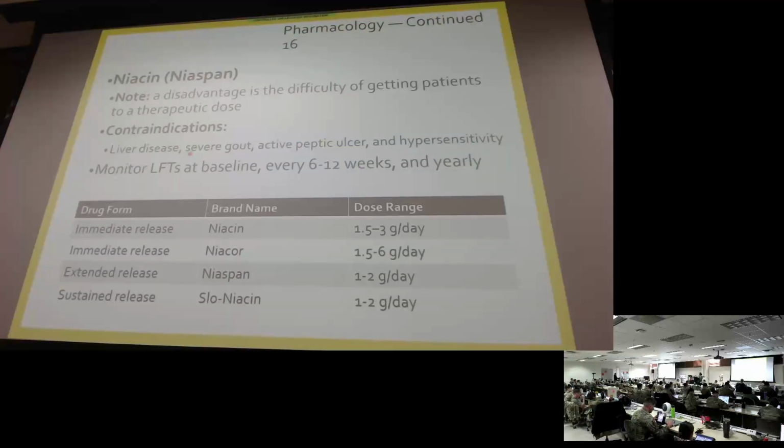But your contraindications that you see: liver disease, gout, because again, how I told you with that uric acid buildup that could happen, active peptic ulcer disease, and any type of hypersensitivity to the niacin, meaning they're having that flushing, and no matter what you do, they're still experiencing it, or they can't tolerate just niacin in general. That goes for any meds. You're not going to give it to them. And then monitoring your LFTs every 6 to 12 weeks, then yearly, just making sure that they're not experiencing that bump that we could potentially see more likely to happen whenever we're looking at our extended or sustained release.